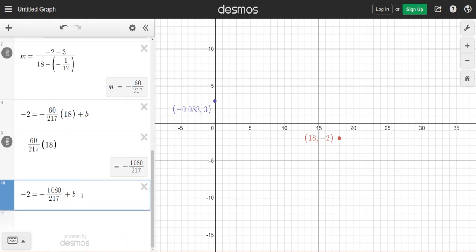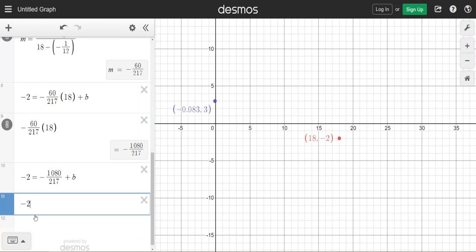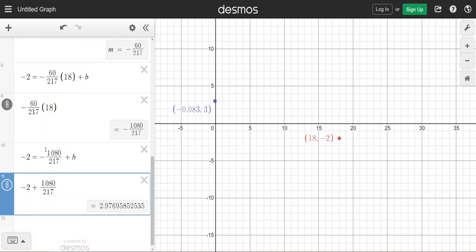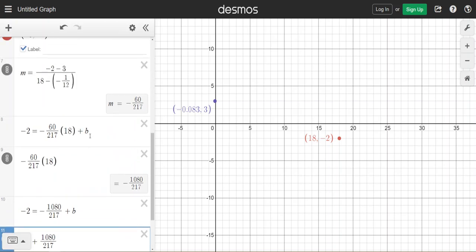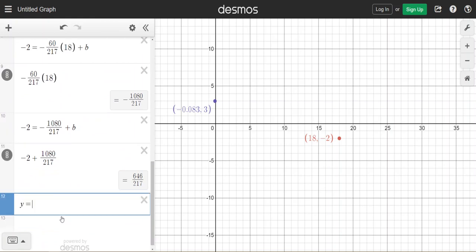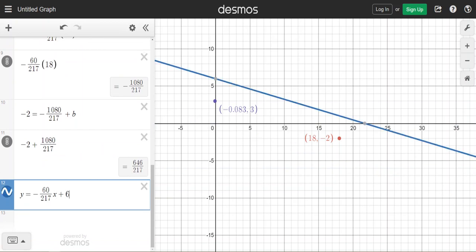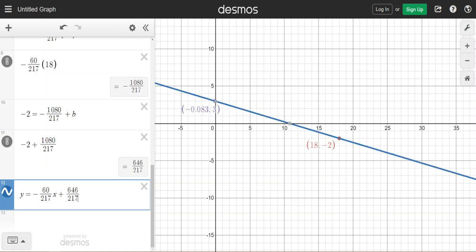Okay, so I know I'm trying to find b, and since this is a negative value, I'm going to need to add it to both sides. So what I'm going to do is take negative 2 and add 1080 divided by 217. Okay, if I add this number to both sides, it's going to cancel off on the right-hand side and just move over to the left-hand side with a negative 2 plus this value. Okay, this is my value for b. So I've got my b value by itself now. So I will go back up and write my equation. y equals m, my slope, which we have established is negative 60 divided by 217 times x plus our b, y-intercept value, which we have discovered is 646 divided by 217.